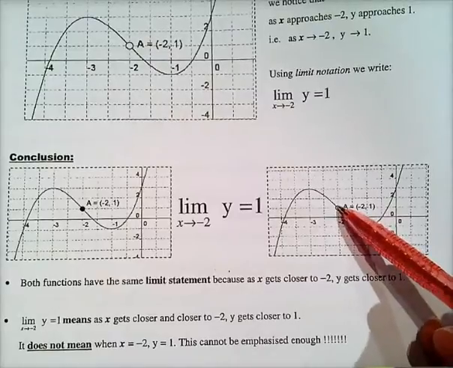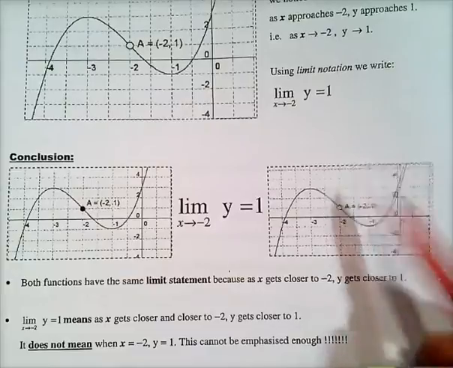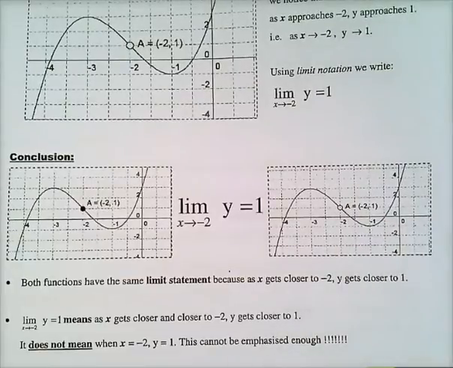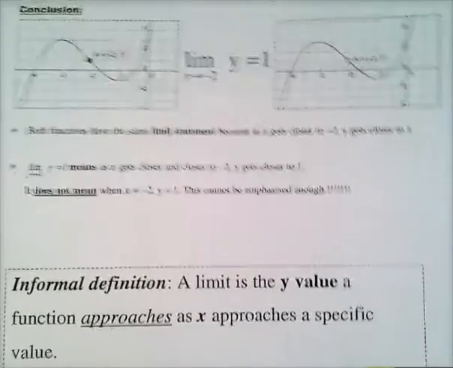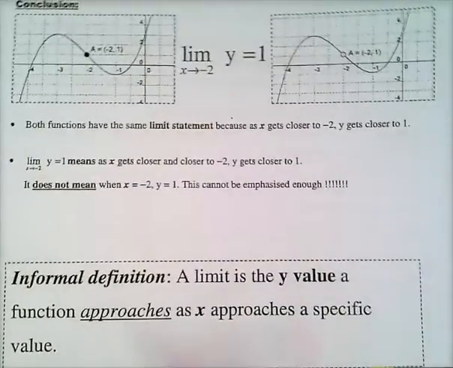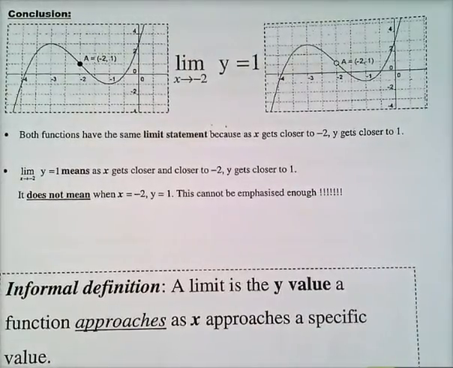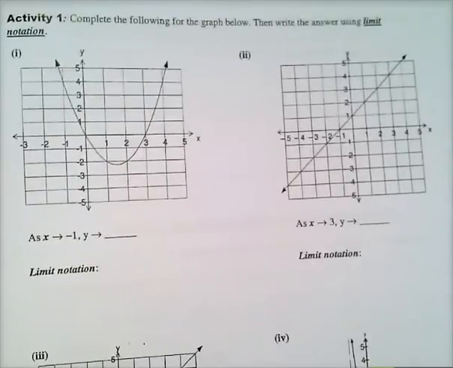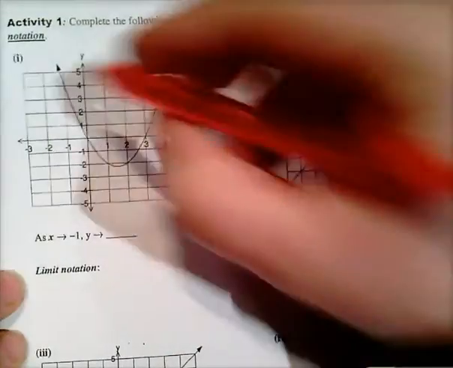There would be no value here at the curve, because the denominator would be 0, okay? When we were looking at the gradient functions before, okay? So the informal definition of a limit is that a limit is the y value a function approaches as x approaches a specific value.